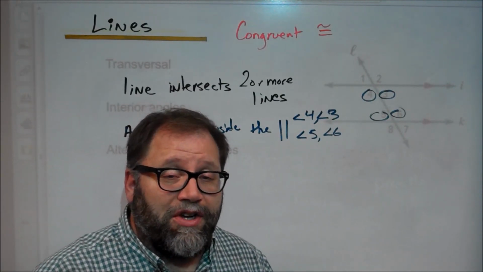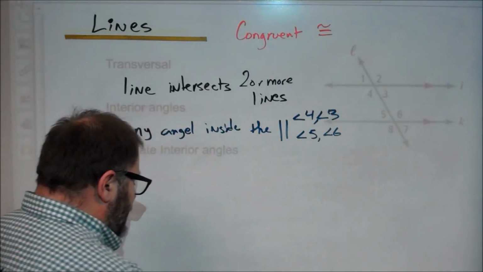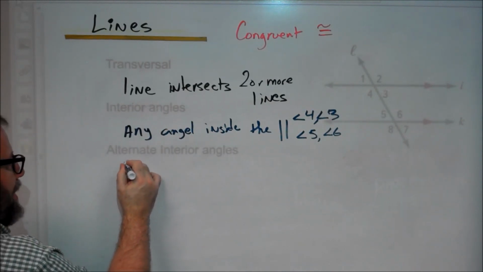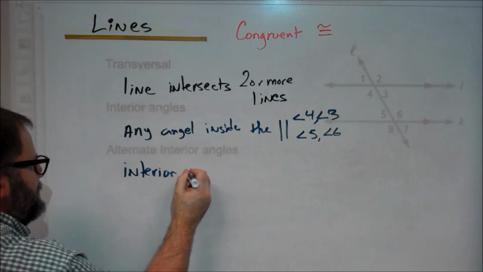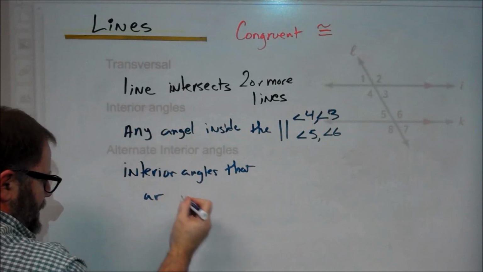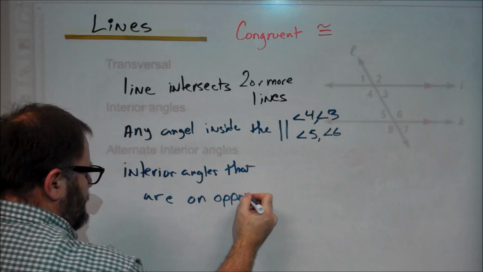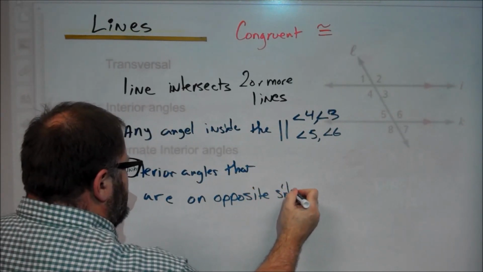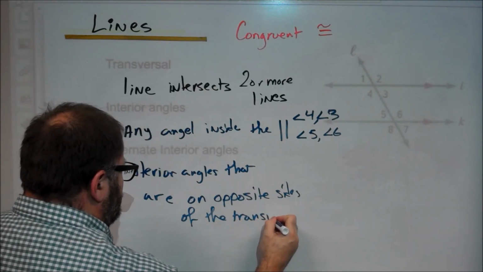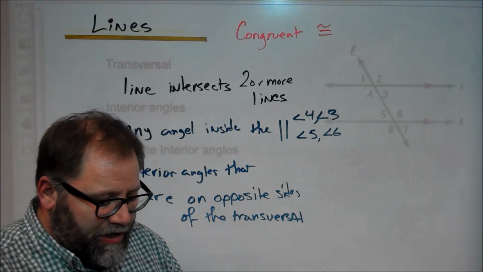Now that's just location. Let's talk about relationships then. If we look at the relations of those, we have a thing called alternate interior angles. And alternate interior angles are interior angles that are on opposite sides of the transversal. Opposite sides of the transversal.